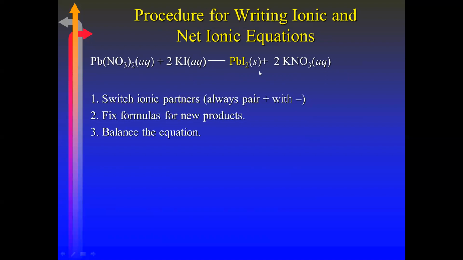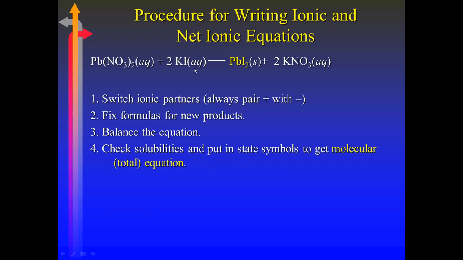Then we fix a new formula. You see, we only have four kinds of ions: positive ion, negative ion, positive ion, negative ion. We simply take this positive and combine it with this negative, and you have this one. If we take this positive with this negative, you get this one. Then we balance the equation and check the solubility to add in the state symbols.